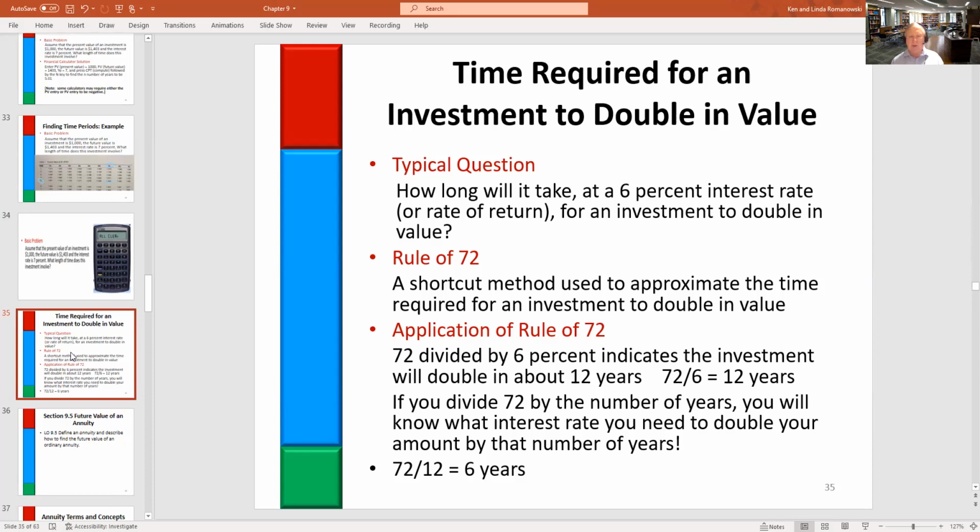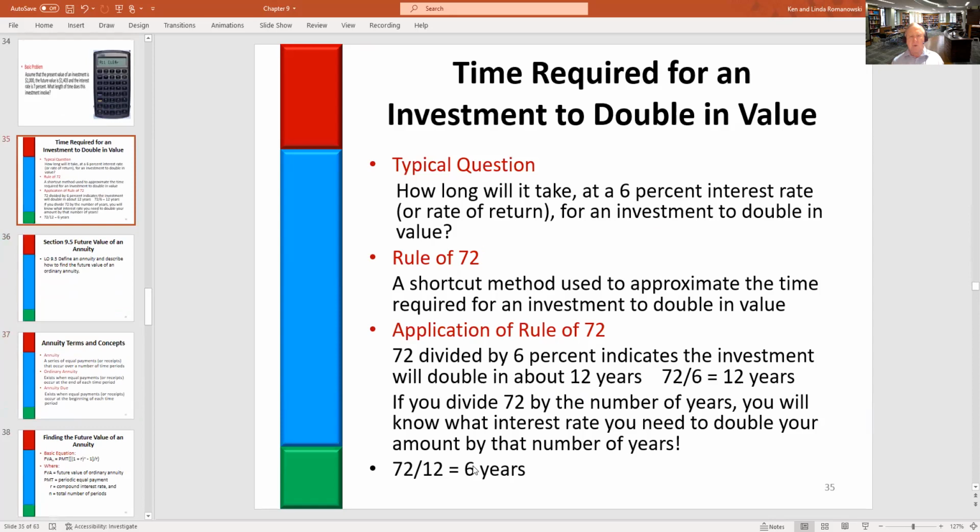Additionally, if you're trying to determine the interest rate, you can do that by just reversing the numbers. If you divide 72 by the number of years, which is 12, you'll know what the interest rate is, and the interest rate will be 6%. Now I have 6 years there. What that really should be is 6% right there.